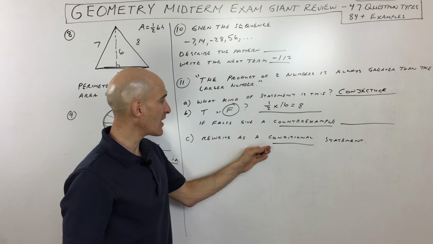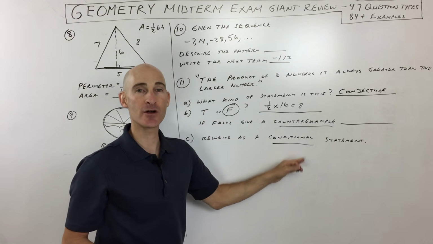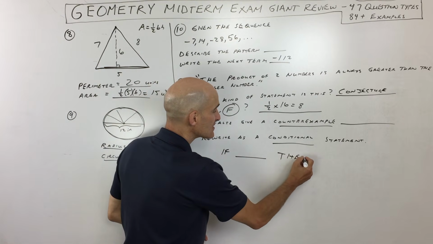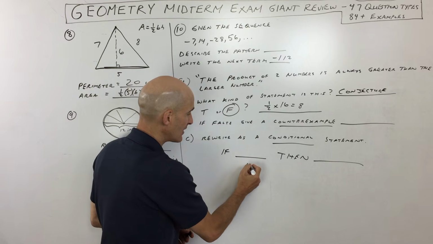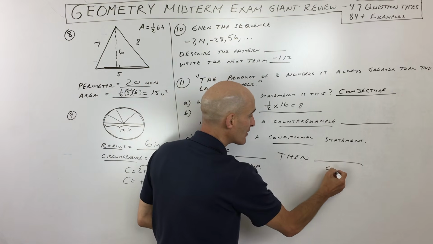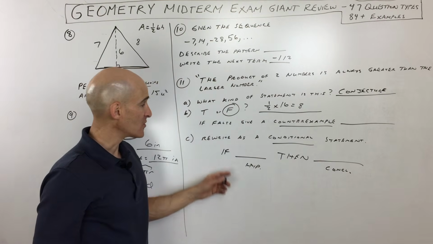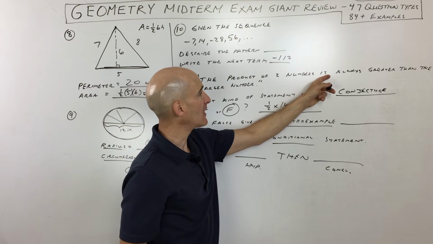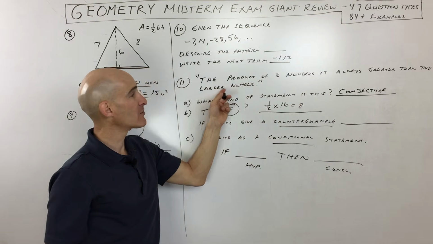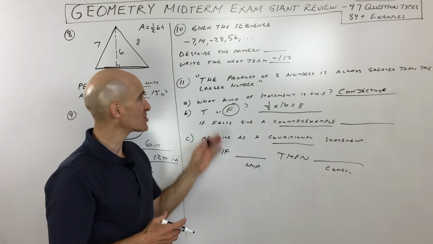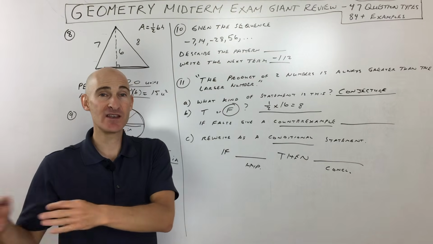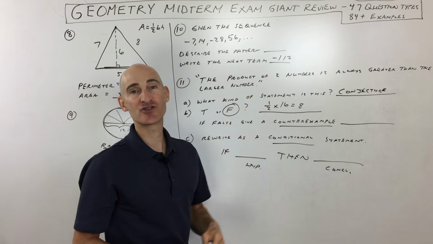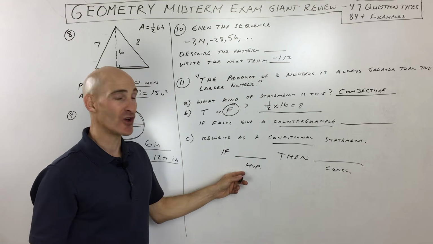And then letter C says rewrite as a conditional statement. Okay, so a lot of definitions here, but a conditional statement is basically what? It's an if-then statement, right? It's saying if the hypothesis happens, then the conclusion will occur. So how could we rewrite this? If you multiply two numbers together, then the product will be greater than the larger number. See how I switched it from just a statement into an if this happens, then this will happen? So if, then. That's conditional.